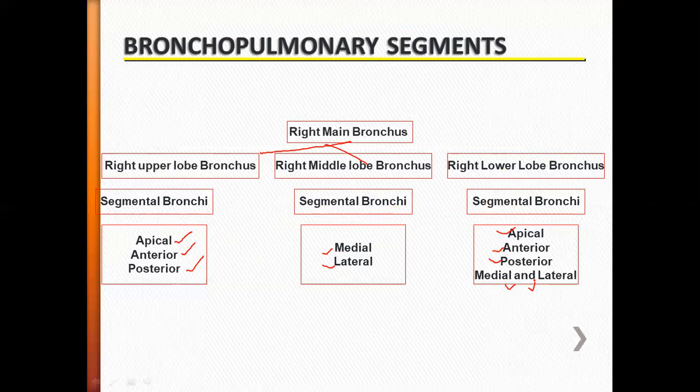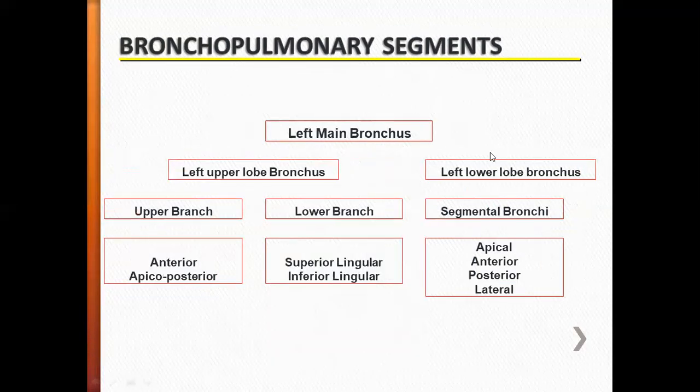Okay, let's see the left side. So now you know all this. Upper lobe, lower lobe, all having segmental branches. One is anterior, then apical, posterior, then superior lingular, inferior lingular, again apical, anterior, posterior, then lateral. All these are the divisions of bronchopulmonary segments.